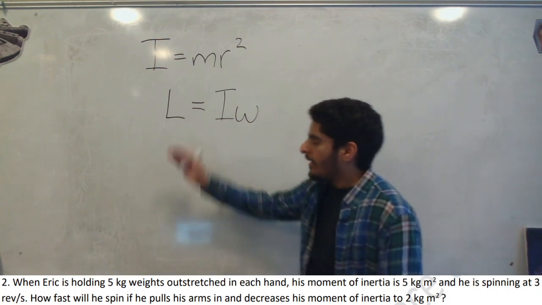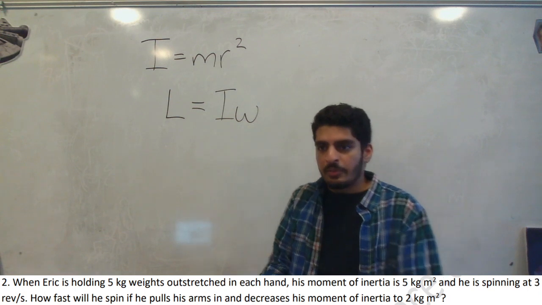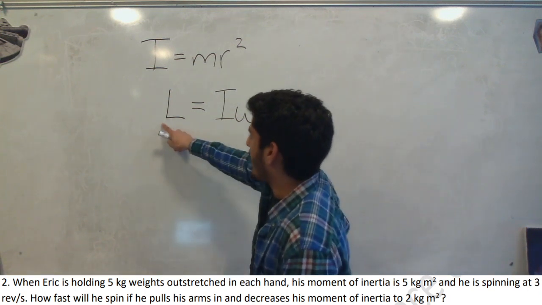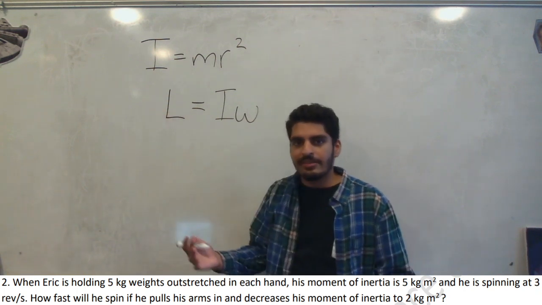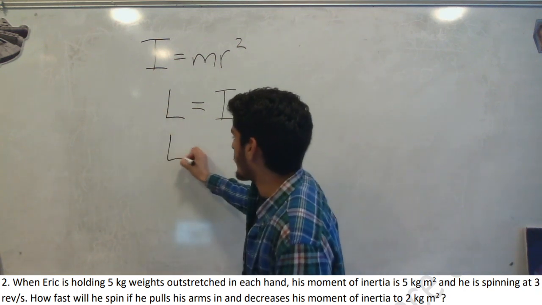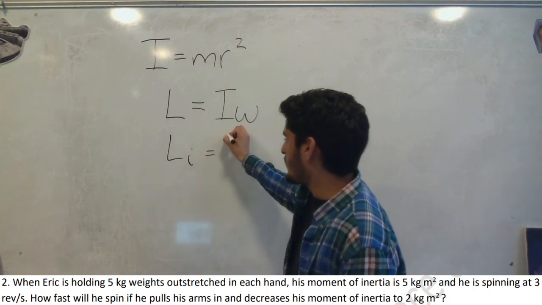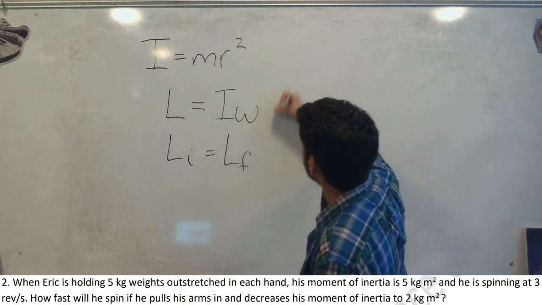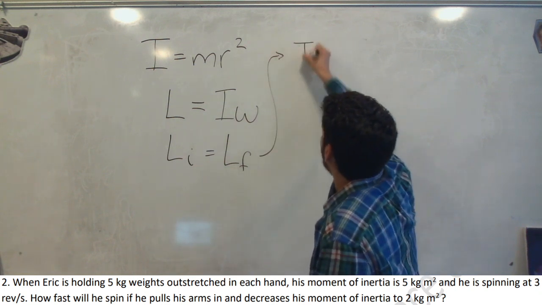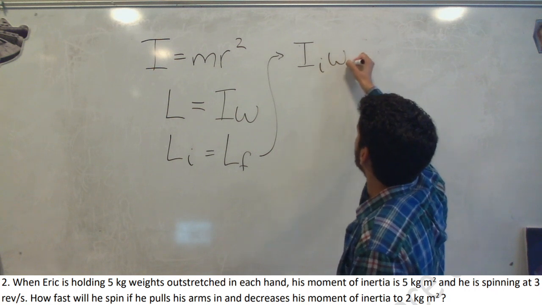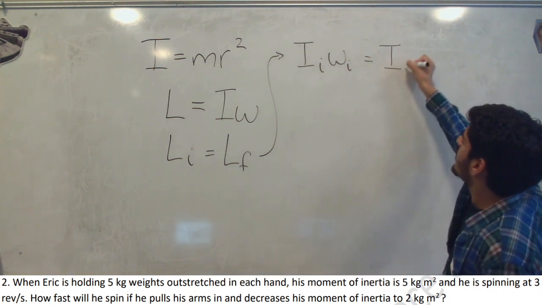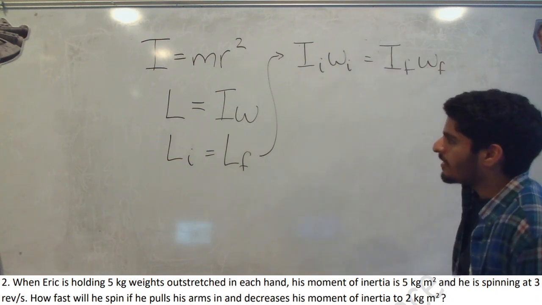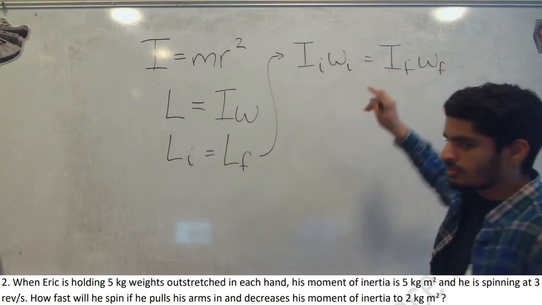And so in this class in particular, when we don't have friction in the rotational dimension, we say that L is conserved, or angular momentum is conserved. And if that's the case, we can just say our initial angular momentum is equal to our final angular momentum. And so in this case, we're just saying that I initial, omega initial, is equal to I final, omega final. And so what you should see about this is these two variables are directly proportional.